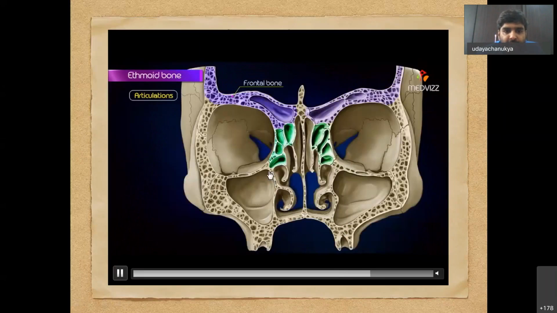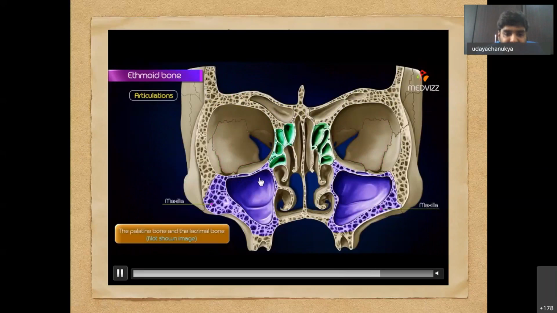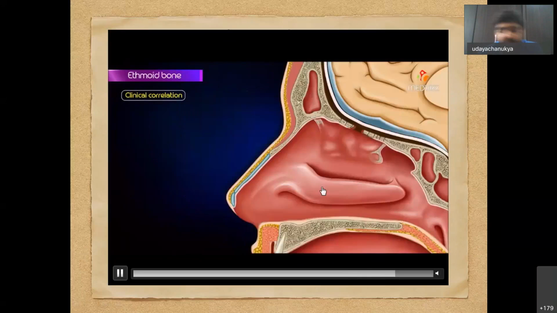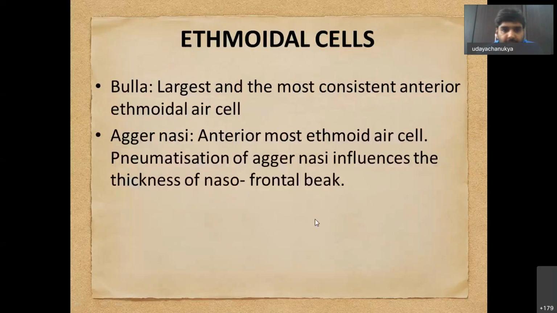This is the ethmoid labyrinth. It is articulated to the frontal bone superiorly, sphenoid bone posteriorly, maxilla inferiorly, and the lacrimal and the palatine bone also, which cannot be shown in this animation. These are the inferior nasal concha, which are articulated, which is the inferior articulation.